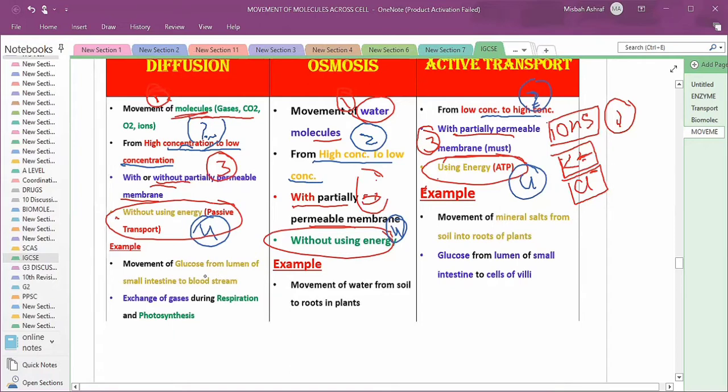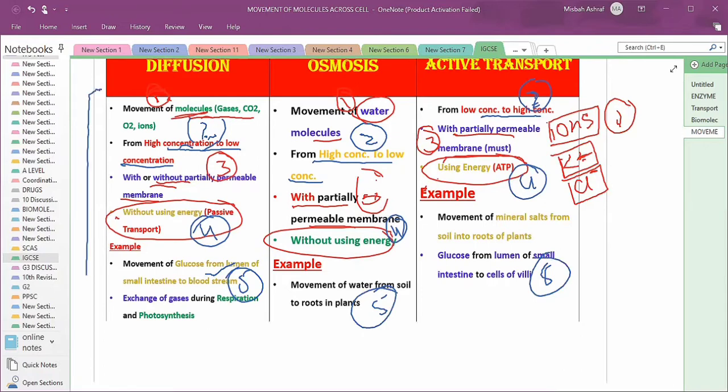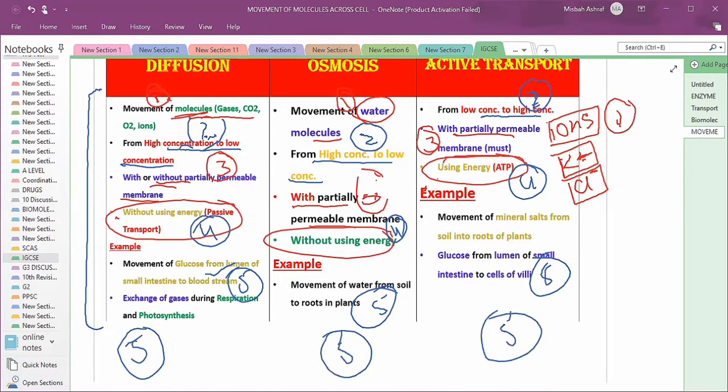So it's better to write down one example, right? For 1, you will be given 1. 1 here, 1 here, and 1 here. So now you can see this definition and only this example is going to give you 5 marks. Here it's also going to give you 5 marks, and here it's also going to give you 5 marks.